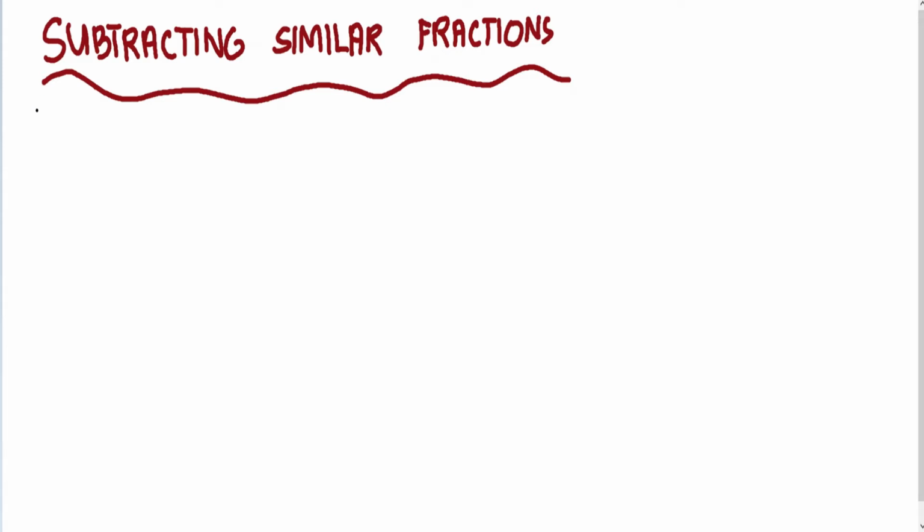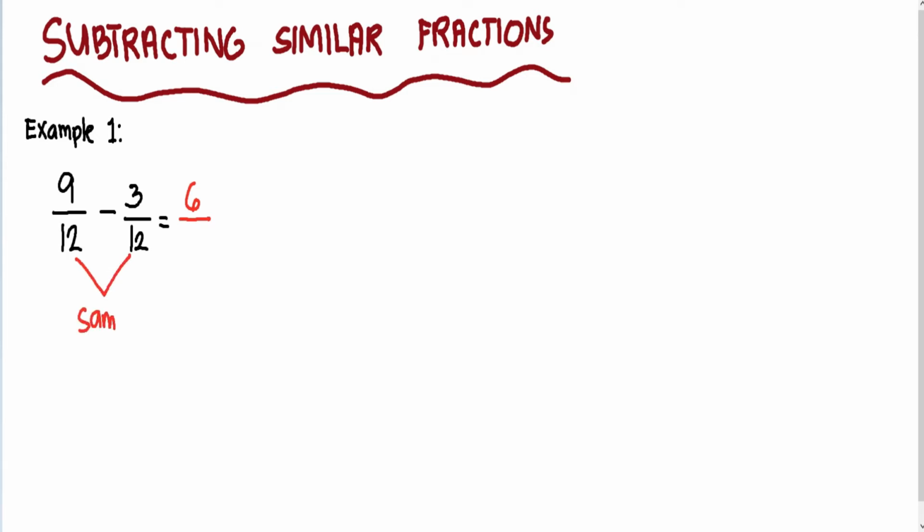For example, in number 1, we have 9 over 12 minus 3 over 12. Now, as you can see, it is quite the same as adding similar fractions. First thing that you have to do is to subtract the numerators. We have 9 and 3 as the numerators and the difference will be 6. Now try to look at the denominators. They have the same denominators, therefore we will just copy the 12. Our answer is 6 over 12.